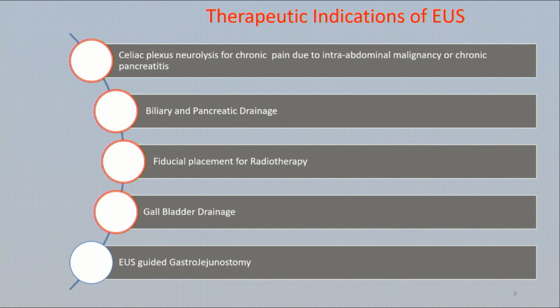Basically, you can use it to give special medicines in the celiac plexus to give pain relief for patients with intra-abdominal malignancies. You can use it for draining the biliary and pancreatic system where you cannot drain with endoscopy. You can put some markers for providing radiotherapy. You can do gallbladder drainage in very sick patients where surgery is not possible.